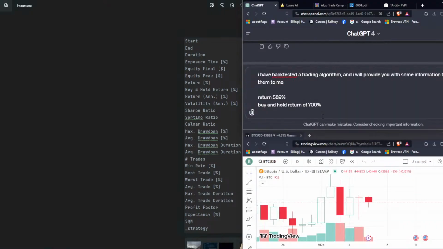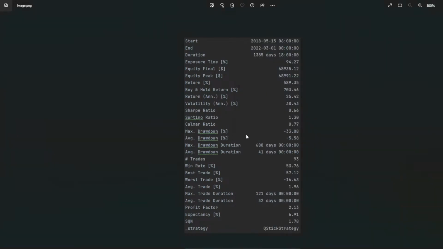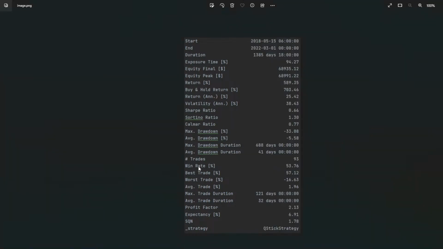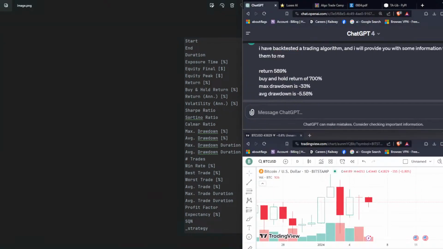Okay, we could say max drawdown is minus 33%. Average drawdown is minus 5.58%. Okay. Also, another thing that you should look at is the worst trade, the best trade, and the win rate. Yeah, this actually has a very low win rate. I wouldn't recommend this trading algorithm. I mean, trading strategy.